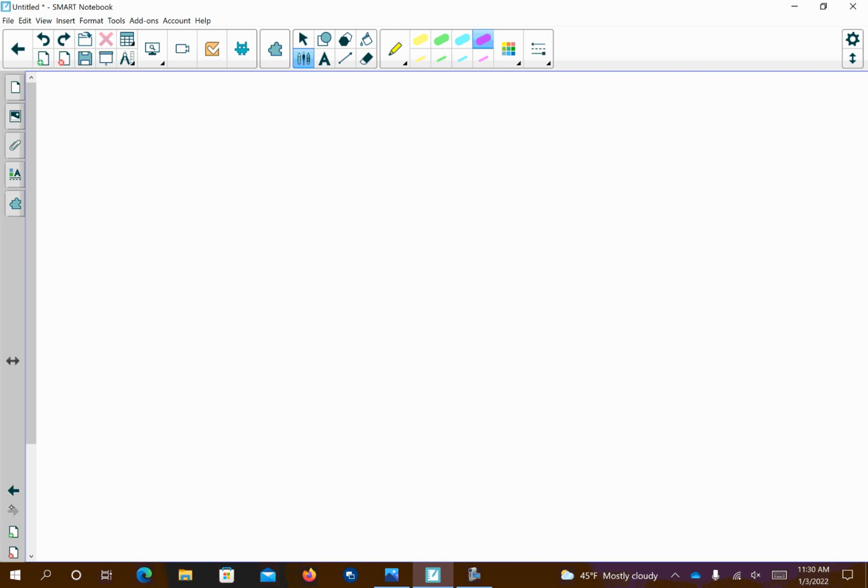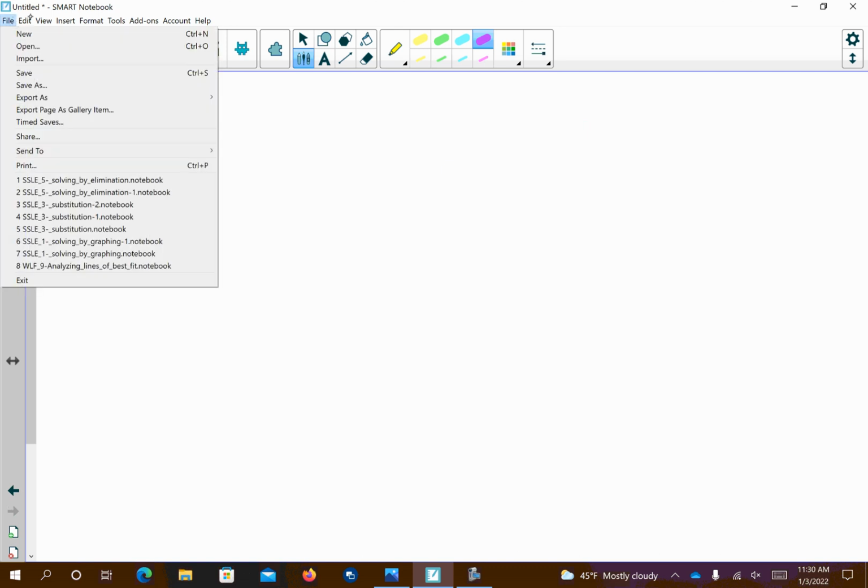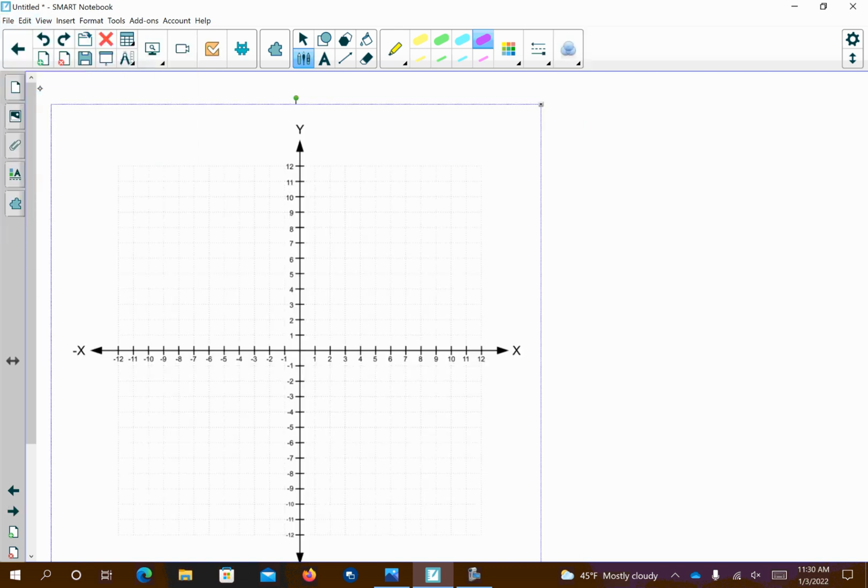Okay, problem number 7. We want to figure out what the equation actually is. So they gave us a graph. It looks like it's crossing at negative 3 down here. I want it solid. And then 1, negative 1. So let's figure out what that first equation is.